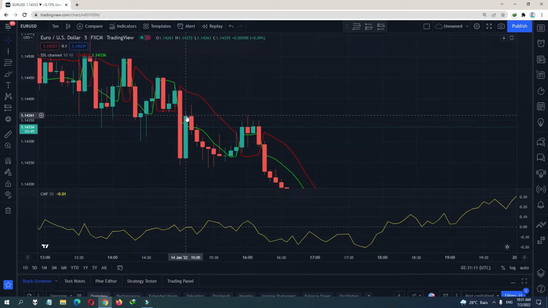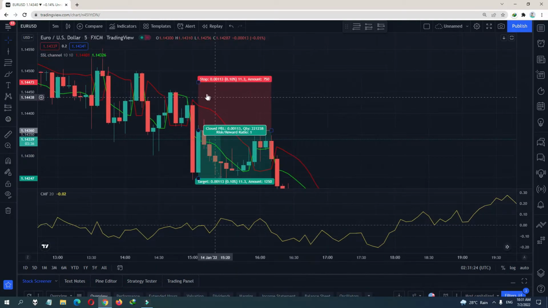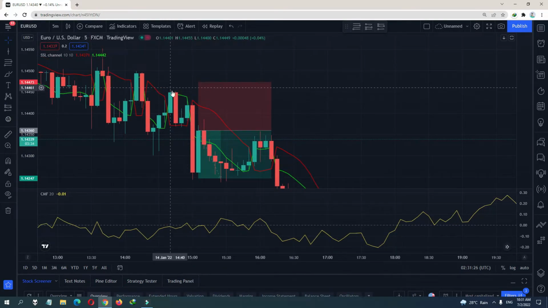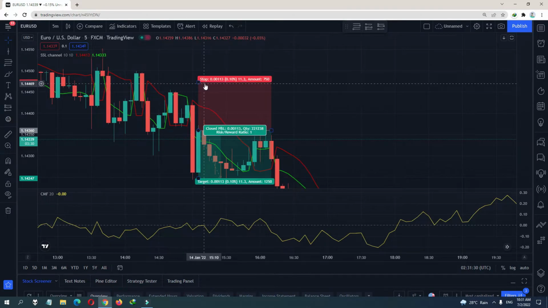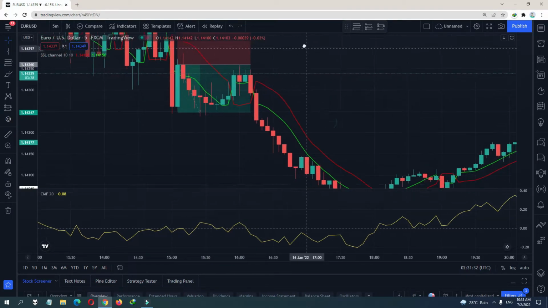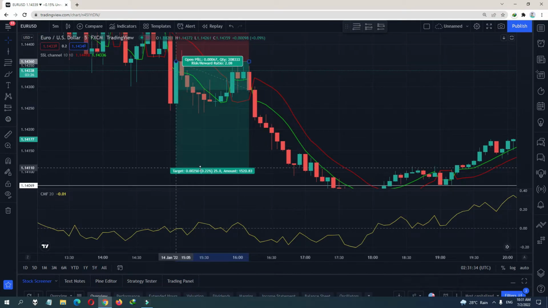So you can enter here, because the Chaikin Money Flow is still below 0 and the SSL channel doesn't flip. So your stop loss is smaller. Where is your stop loss? Between here and here, where is the highest point? It's here, so slightly above that. You can enter that and target 1 to 2.